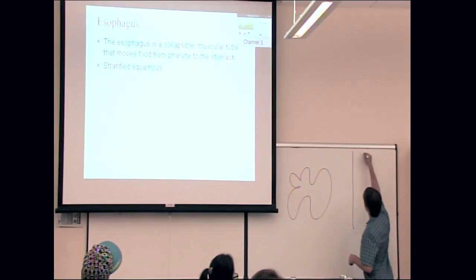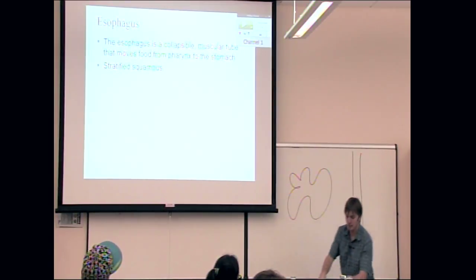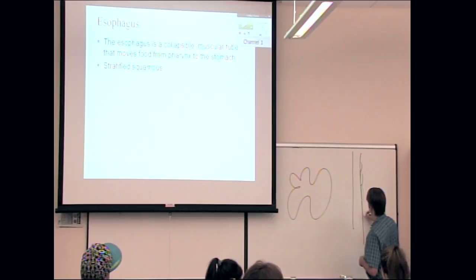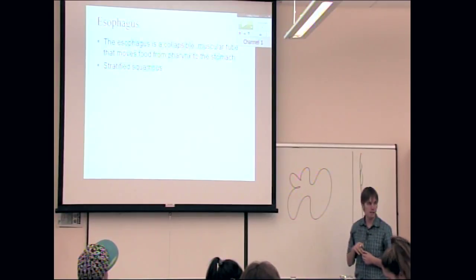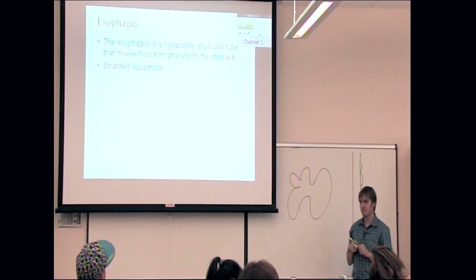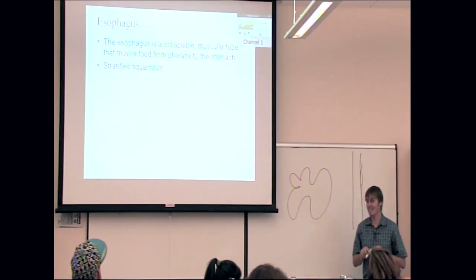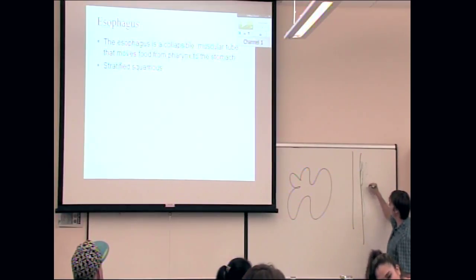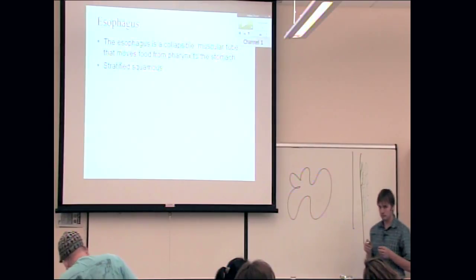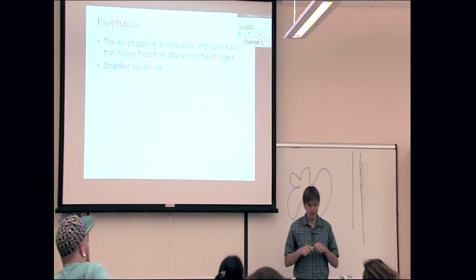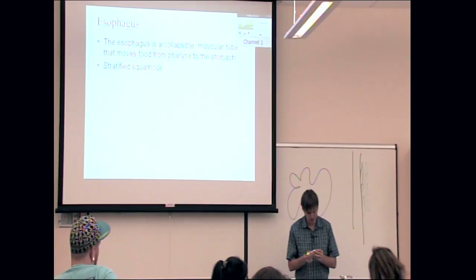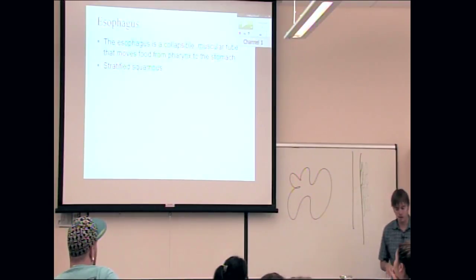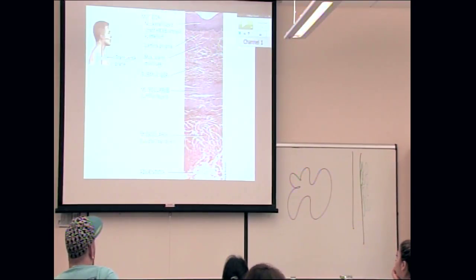So if that's your esophagus, you've got these little long narrow pancakes. And what does stratified mean? Layers. So you don't just have one layer of little squamous cells. You've got 20 layers. All right. And actually, you're going to later answer why that is.